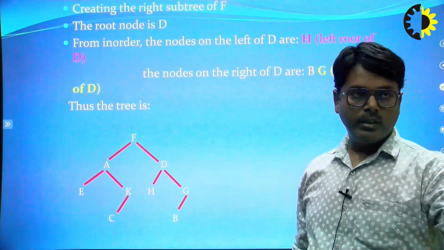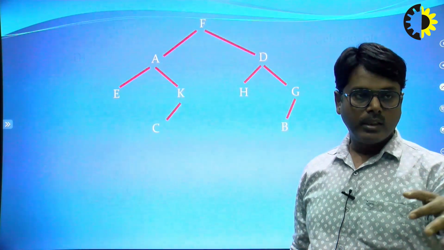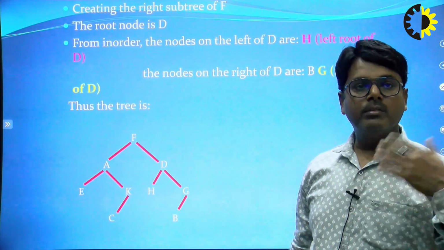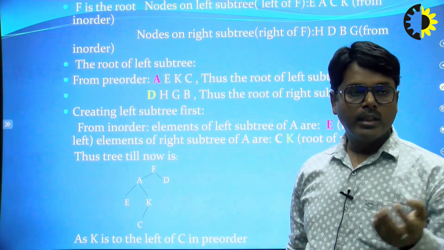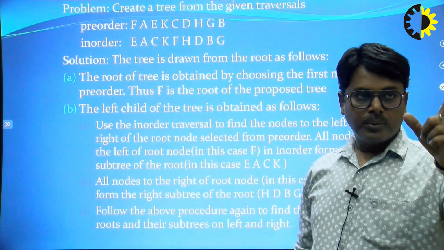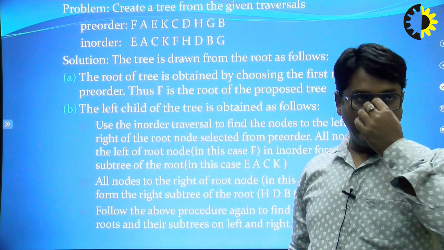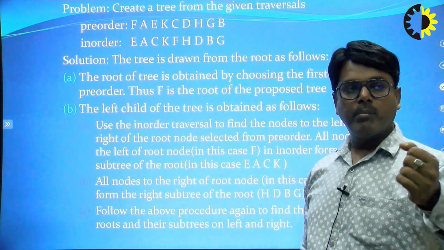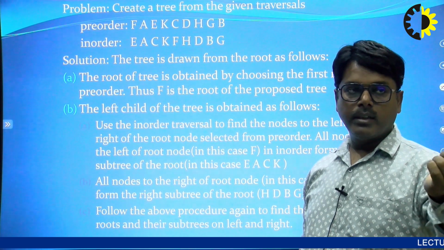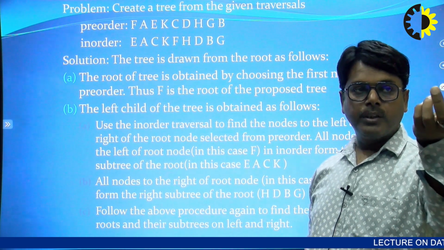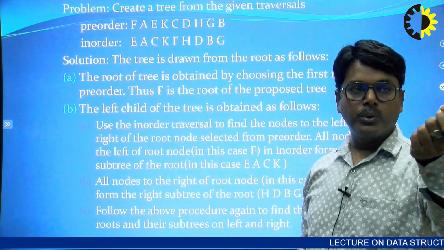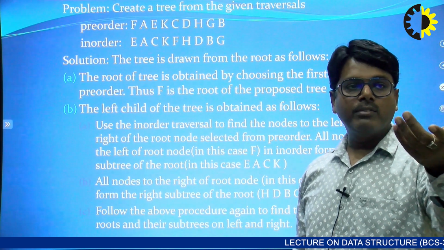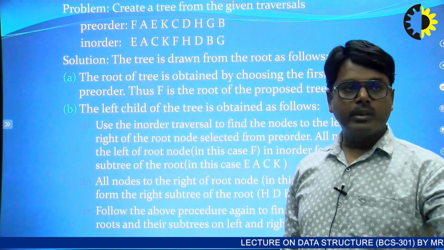What will be the tree? How can the tree be represented? We only have to remember the formula, that is the standard way of traversing. In any data structure problem which is given here, the tree can be traversed with the help of pre-order and in-order. If it is given with pre-order, we have to identify the root nodes, and with in-order, we have to identify what will be the left subtree and right subtree.